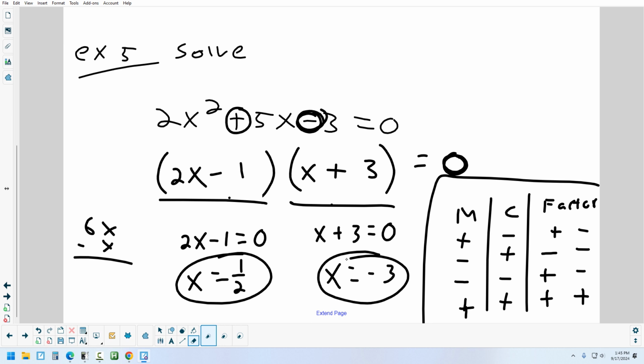What did somebody say earlier? The other method besides factoring? Quadratic formula. Yep, quadratic formula.